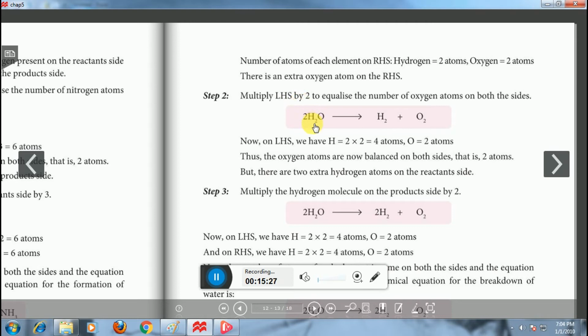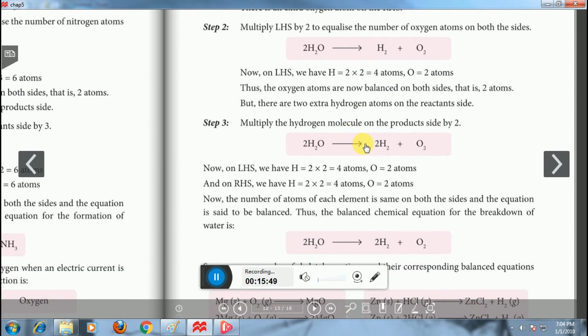Step 2, multiply the left hand side by 2 to equalize the oxygen. Look at this, beforehand there was one oxygen atom. So if we multiply by 2, oxygen atoms become 2. So balancing of oxygen is completed. Now you have to balance the hydrogen atoms, because here 4 hydrogen atoms are present and here 2 hydrogen atoms are present. So to balance the hydrogen atoms, multiply the hydrogen molecules by 2.